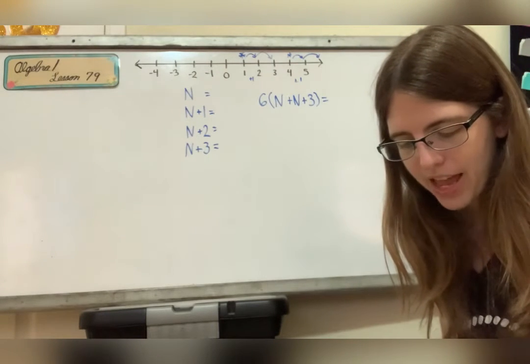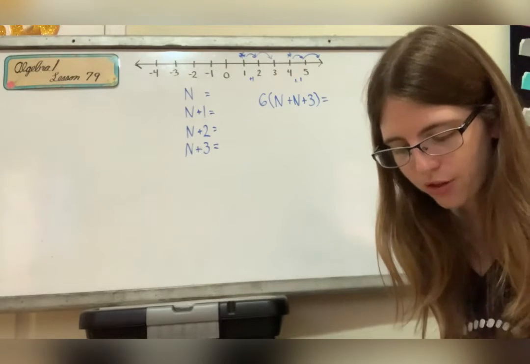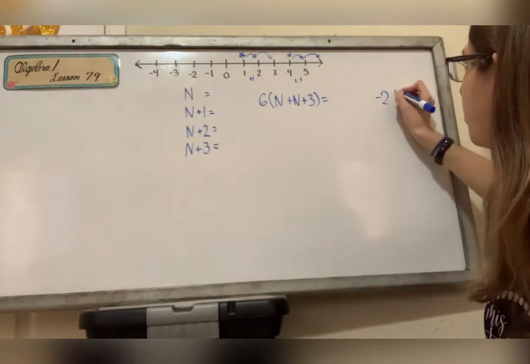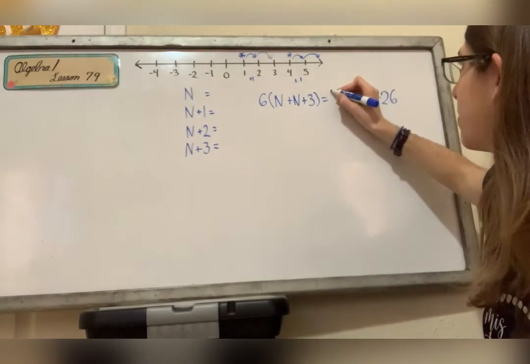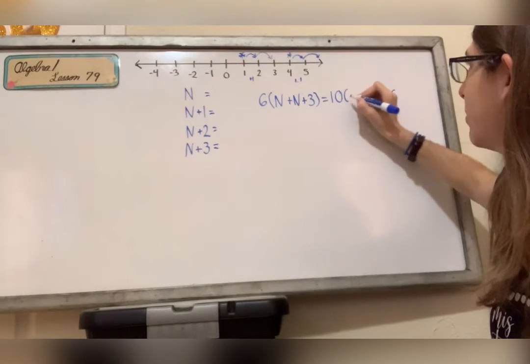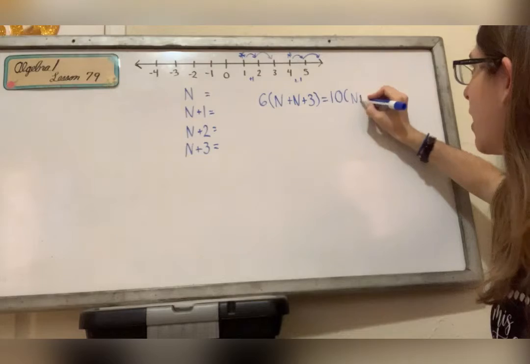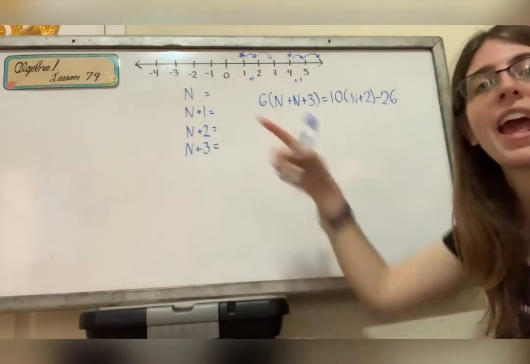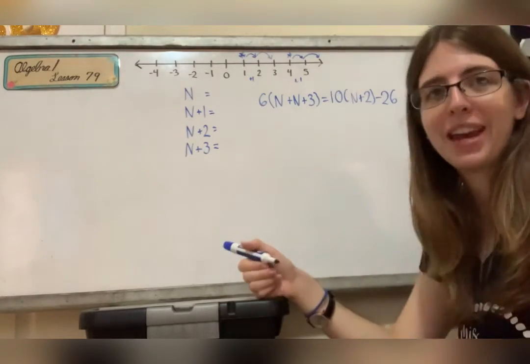Okay, then it says 26 less than 10 times the third. Well, that means we're going to be subtracting 26, but we have to subtract it from 10 times the third. So that would be 10 times the third one, which would be n plus 2. Now, I just want you to notice we don't use n plus 1 in this equation, and that's okay because we'll still be able to figure it out as soon as we know n.